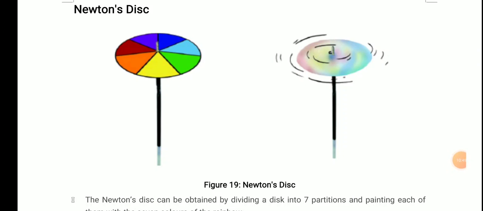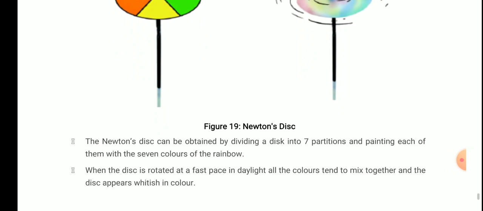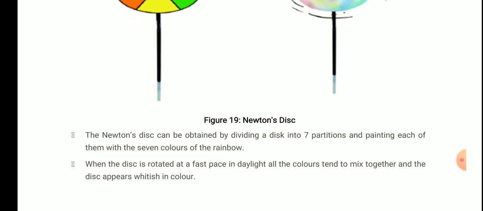Next and the last topic is Newton's disk. What is Newton's disk? Let's discuss. Newton's disk can be obtained by dividing a disk into 7 partitions and painting each of them with the 7 colors of the rainbow. And then when this disk is rotated at a fast pace in daylight, all the colors tend to mix together and the disk appears whitish in color. Clear?